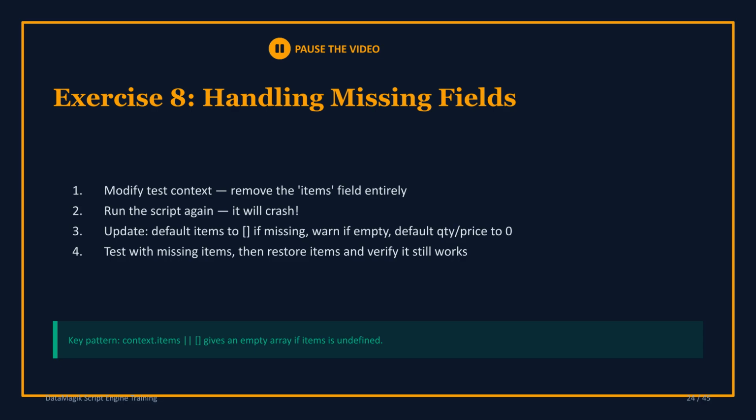Pause the video for exercise 8, handling missing fields. Modify the test context by removing the "items" field. Observe the crash and then update the script to handle missing fields defensively. Test to ensure it works with both missing and restored items.